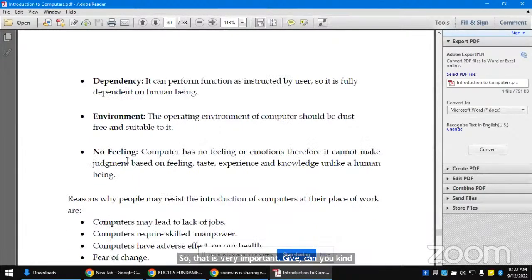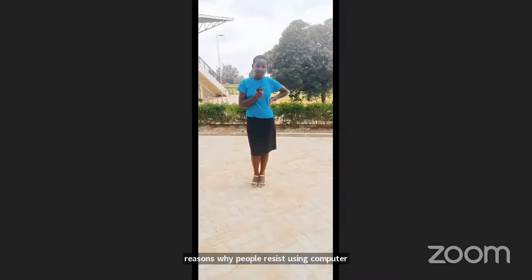Can you kindly give me reasons why people resist using computers? Kindly type why people resist using computers. What could be the reasons why people don't want to use computers? Reasons why people may resist the introduction of computers at their workplace.